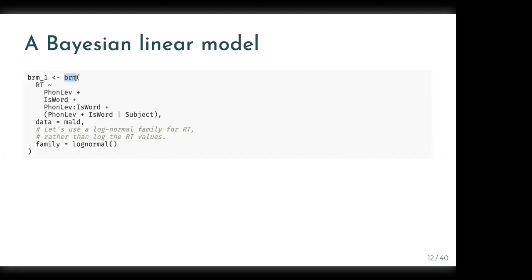And basically what BRM does is that it uses the same syntax that you would use in lmer or lme4. You can see that the syntax for the model is exactly the same. And then basically it converts that syntax into the syntax of Stan, which is the software that actually runs the Bayesian models. That's all done under the hood. You don't have to know Stan. You don't have to even know that it's actually Stan that is running the model per se.